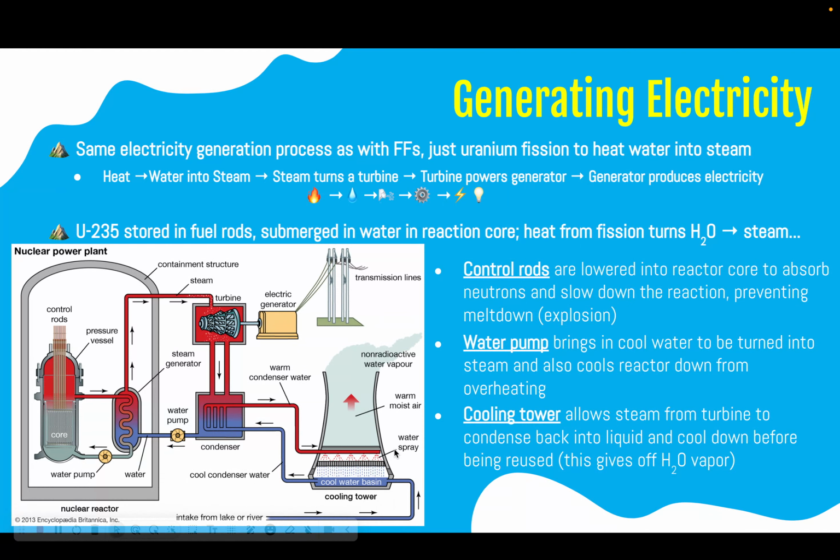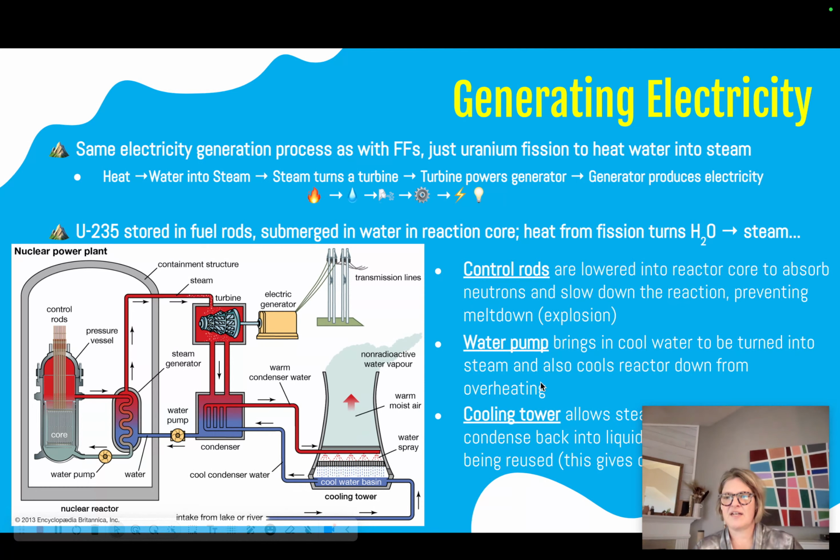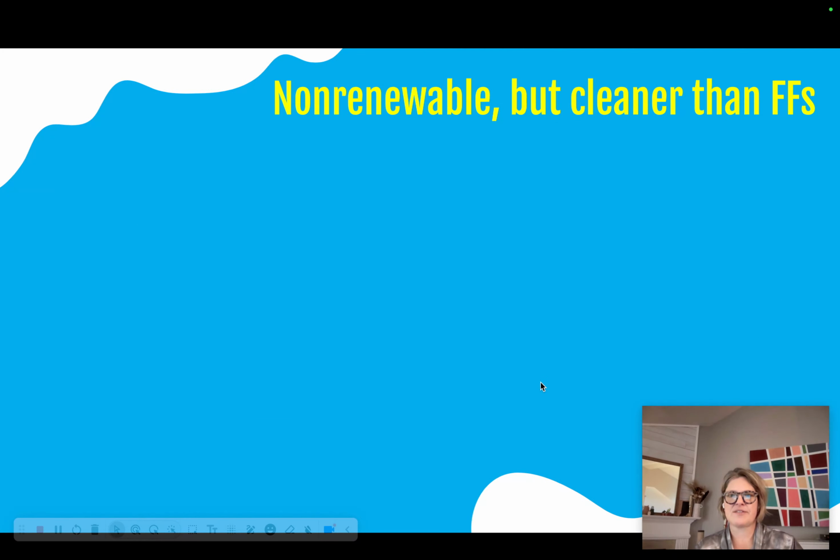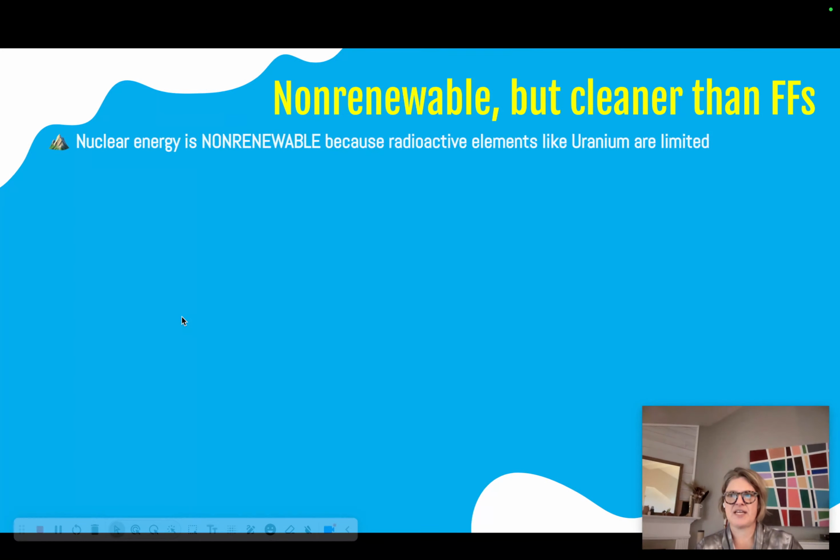And then we have this cooling tower that allows the water to cool down before it moves back into the core. So all of these things are in place to prevent any issues with the process. There's lots of fail-safes along the way with a nuclear reactor to keep it from being a problem and from melting down. All right.